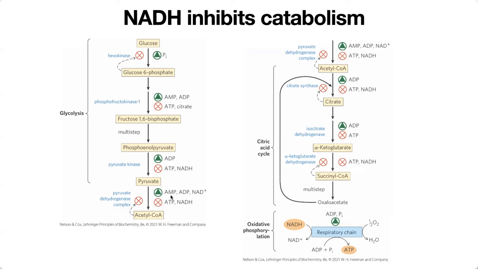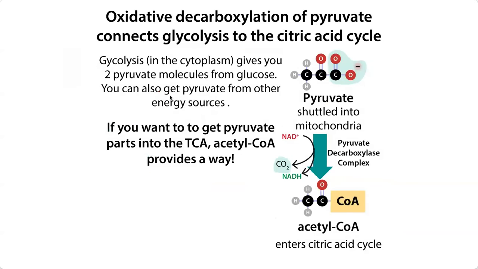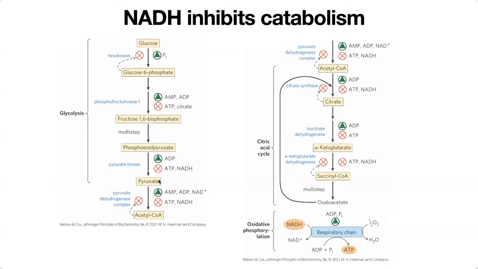And so this NADH is going to affect the pyruvate kinase as well as the pyruvate dehydrogenase complex. So you're going to be inhibiting your phosphoenolpyruvate to pyruvate conversion, as well as the actual decarboxylation of pyruvate to give you that acetyl-CoA that can enter the TCA. And within the TCA, you also have inhibition from this NADH. And so you need ways to regenerate the NAD+ in all these cases.